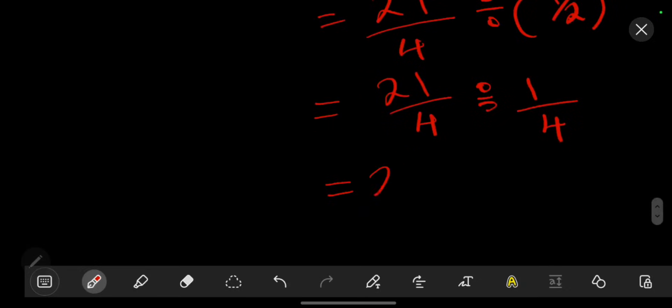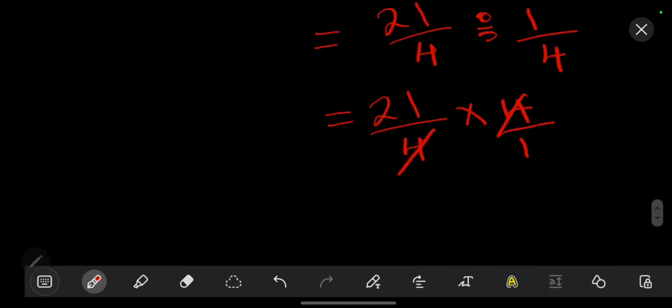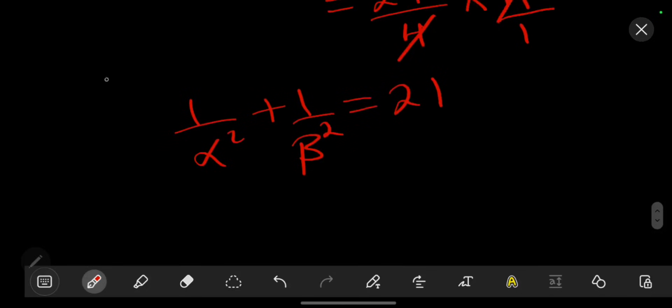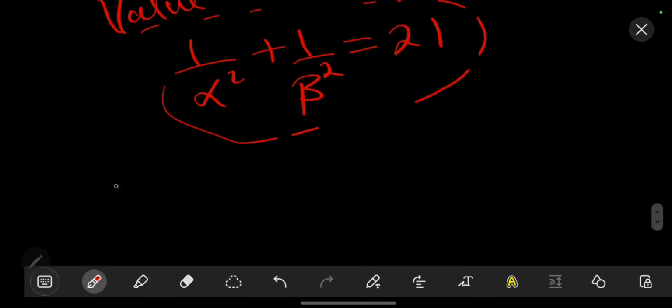So what we are going to have is 21 over 4, then we have times our 4 over 1 like that. So this and this goes. So we are going to have a 21. So this is the value of our 1 over alpha squared plus 1 over our beta squared like that. So this is the value. So the value is equal to 21. So this is how you solve values. Let's also look at this one.